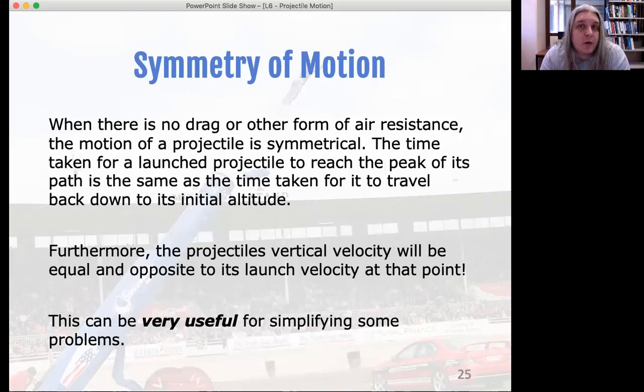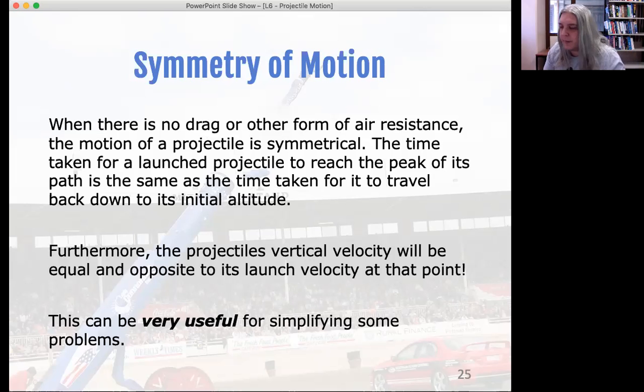Now this is just what I've already been touching on, the idea of the symmetry, the symmetrical motion. The time taken for a projectile to reach its peak and then to travel back to its initial altitude is the exact same time. It is symmetrical. And furthermore, the velocity that the projectile is launched with in the vertical direction will be equal and opposite to its launch velocity at that point. So I'm going to go back to our baseball motion for a moment, just to hopefully make you understand what this is talking about with this vertical velocity.